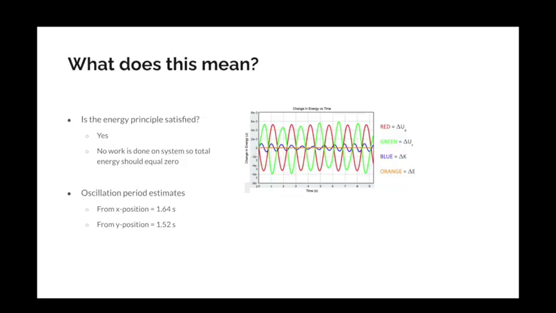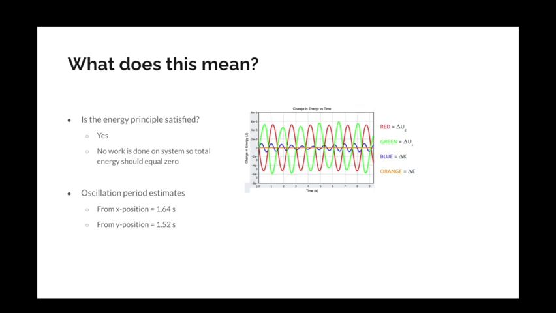So what does this mean? Is the energy principle satisfied? Yes, it is. No work was done on the system, so the total energy should have been 0. And then we saw in our total energy graph that it did end up being 0 because the gravitational potential energy and the spring potential energy counteract each other.